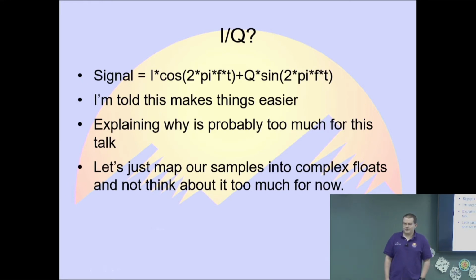So the SDR world likes to represent the signals as a sine wave and a corresponding sine wave 90 degrees out of phase. I'm told this makes the math easier. Willem is one of the people who's told me this makes the math easier. It actually does. But explaining why is probably a little bit much for this talk. It does give you the ability to measure things like phase changes relatively easily.